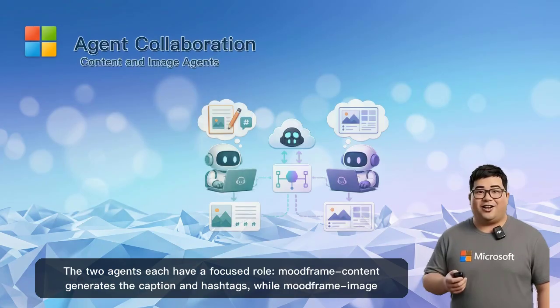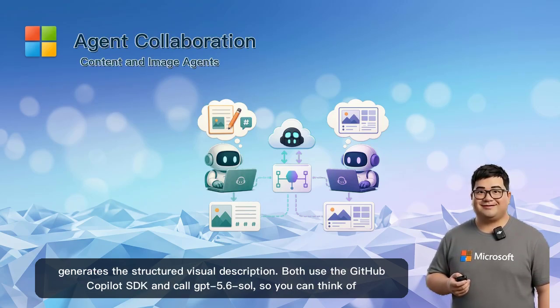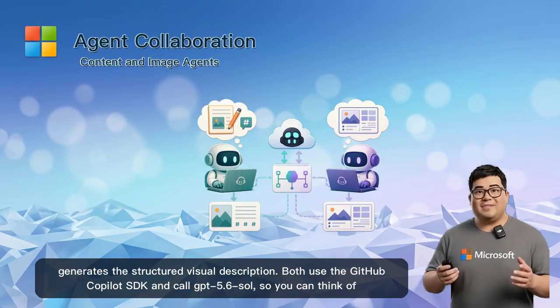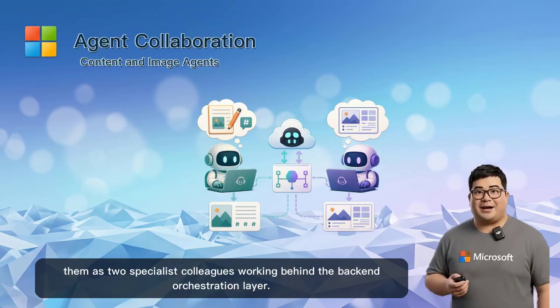The two agents each have a focused role. The MoodFrame content agent generates the caption and hashtags, while the MoodFrame image agent generates the structured visual description. Both use the GitHub Copilot SDK and call GPT 5.6 Sol, so you can think of them as two specialist colleagues working behind the back-end orchestration layer.